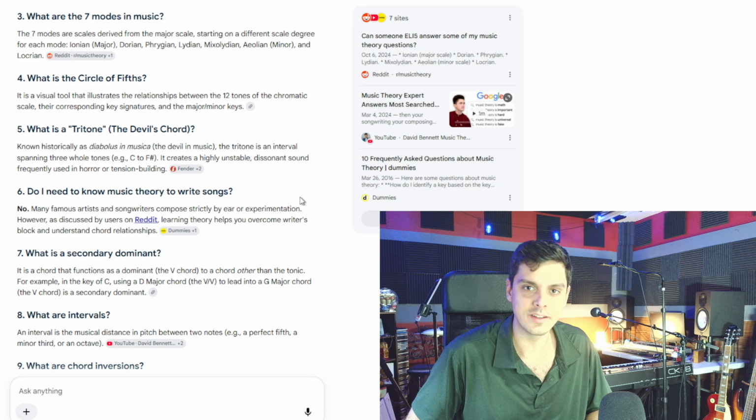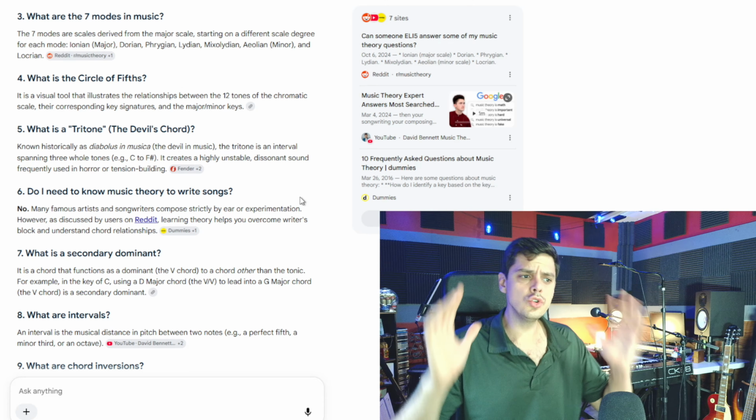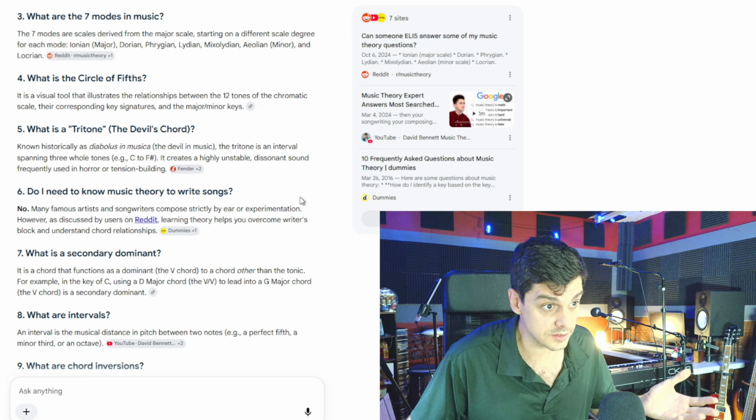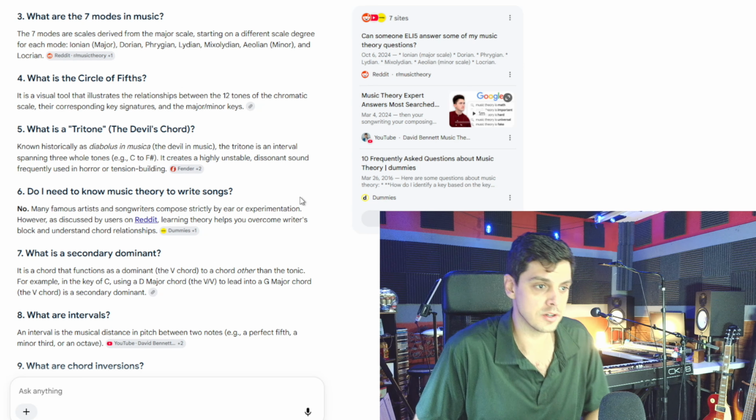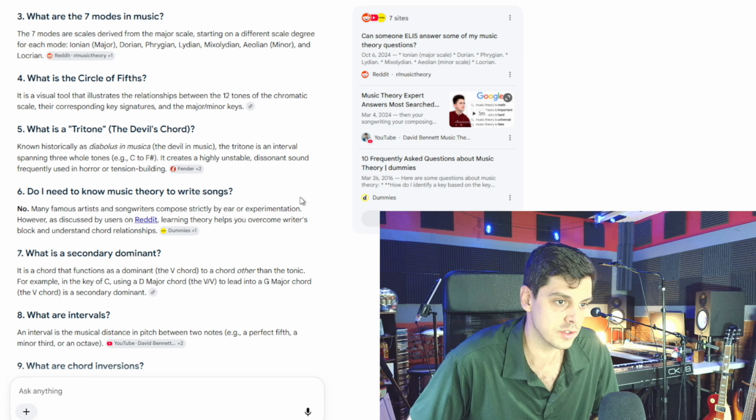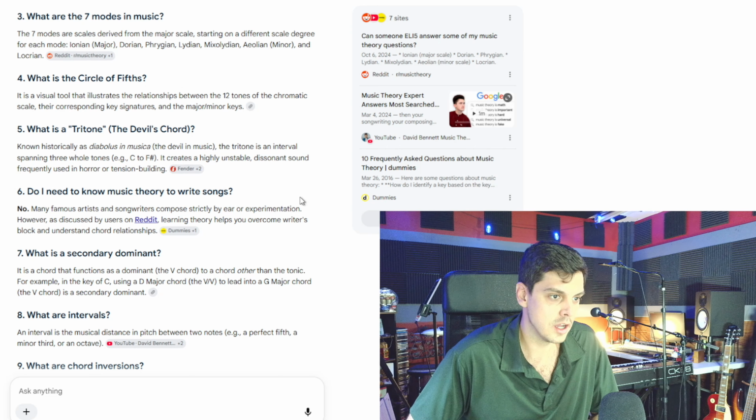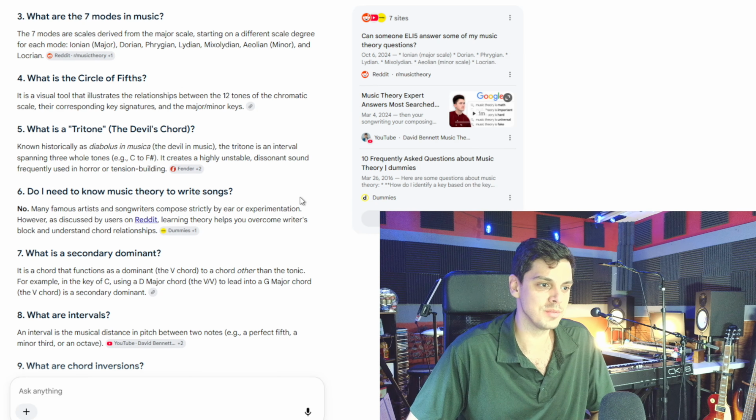So here's another one. "Do I need to know music theory to write songs? No. Many famous artists and songwriters compose strictly by ear or experimentation. However, as discussed by users on Reddit, learning theory helps you overcome writer's block and understand chord relationships."